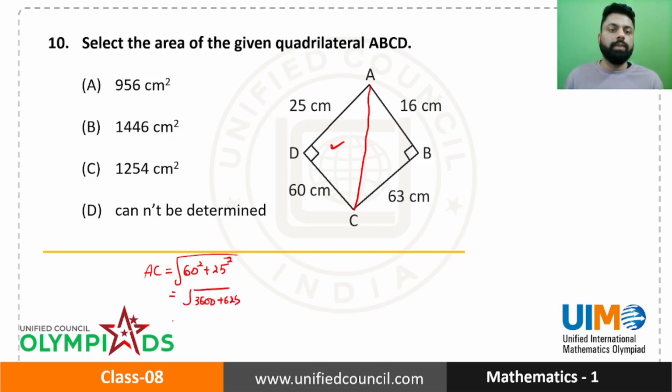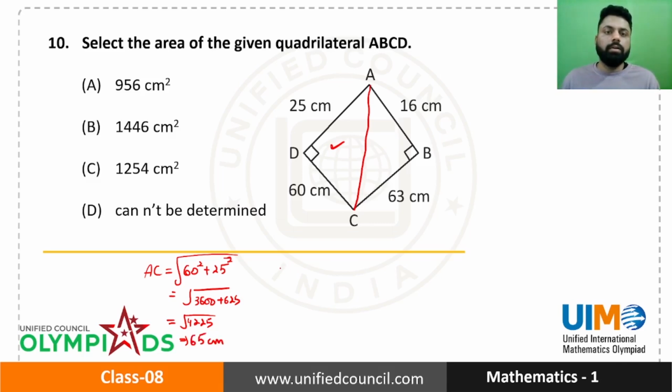3600 plus 625, that is 4225, square root of 4225. 60 into 60 plus 25 into 25 is 4225, raised to the power 0.5, that is equal to 65 centimeter.